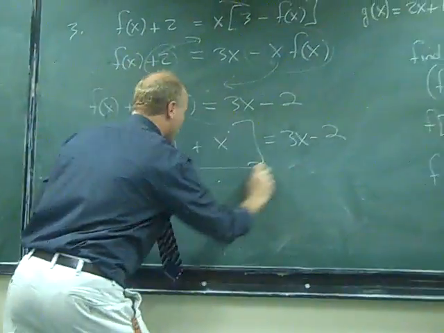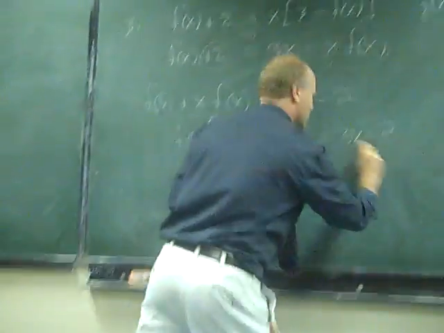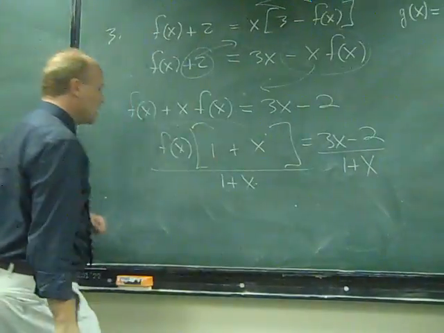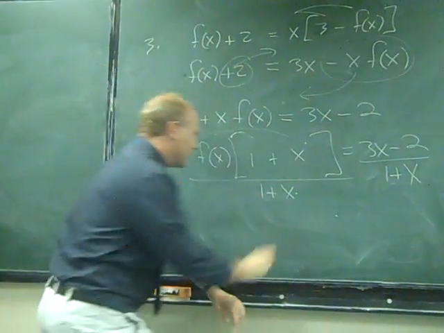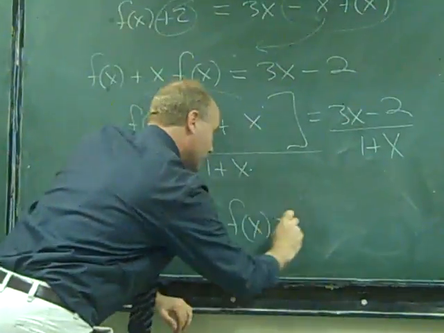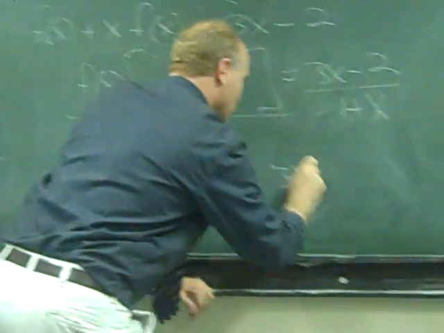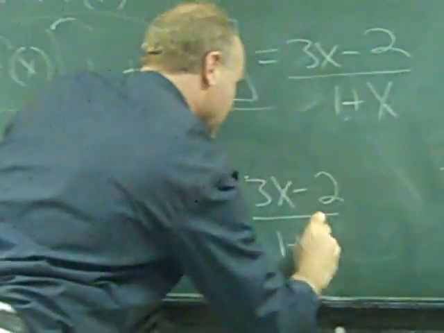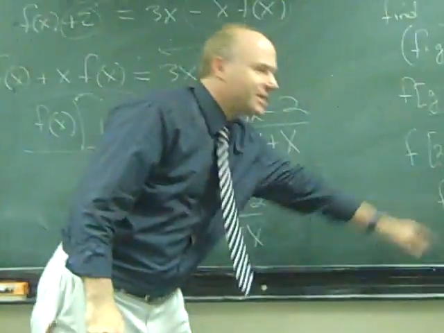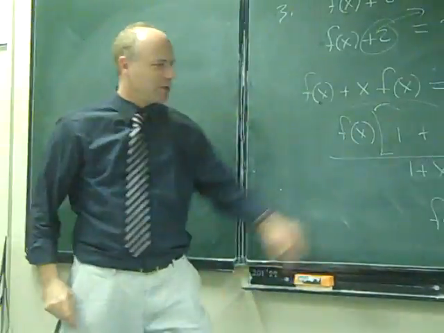Now divide both sides by 1 plus x. Alright? And so those are going to cancel. I have f of x. I have the f rule: 3x minus 2 over 1 plus x. Was it easy now to get f of minus 3? Yes. Real easy. Just plug it in.